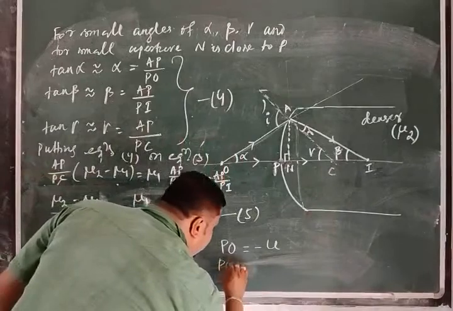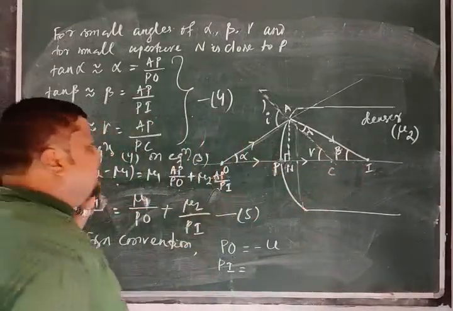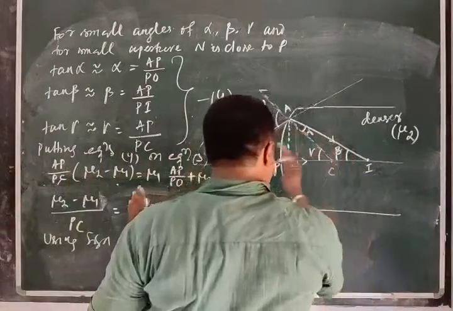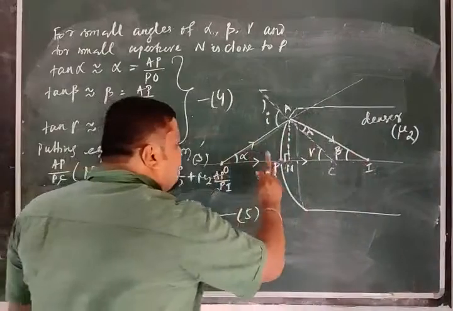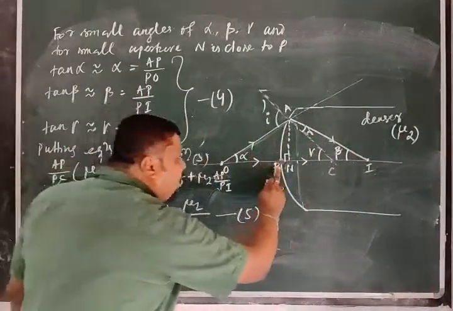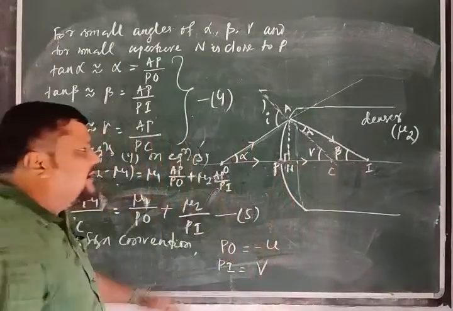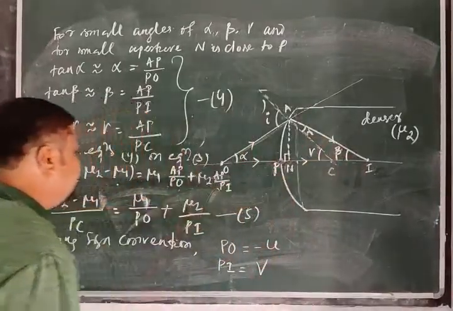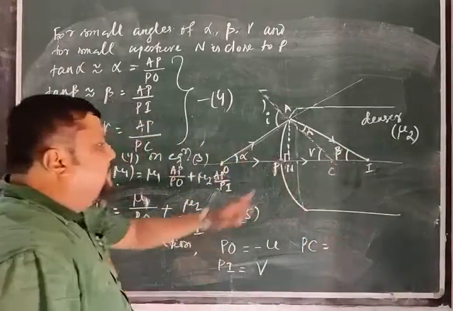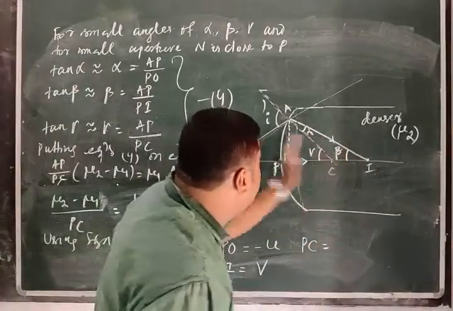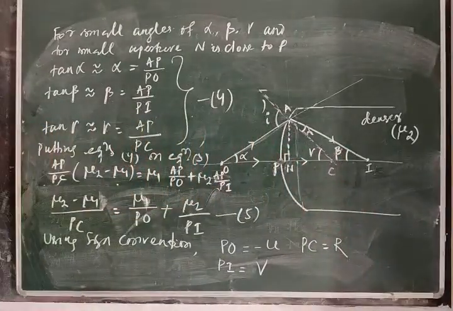PI, pole to image, is the image distance. Light is incident from left to right, and you are measuring from left to right along the direction of the incident light, because all distances should be measured from the pole. So I measure from P to I, and I can put this as plus v, because it is along the direction of the incident light. Next, PC is equal to P to C. It is along the direction of the incident light, so this is plus R, the radius of curvature.